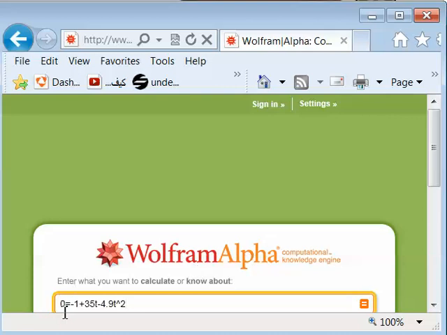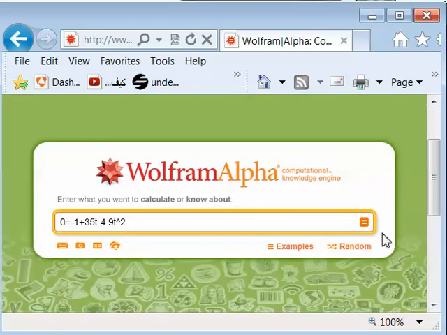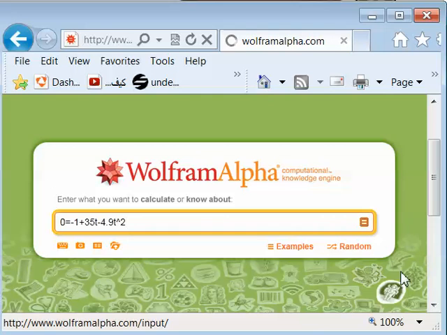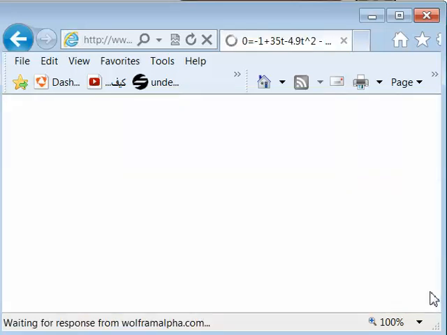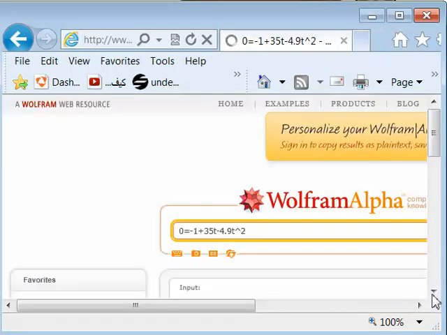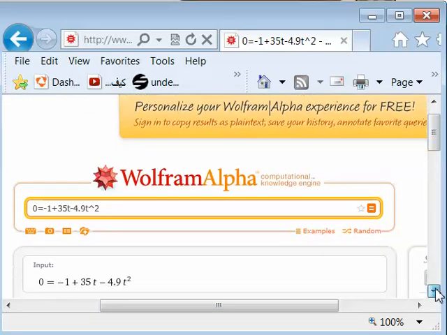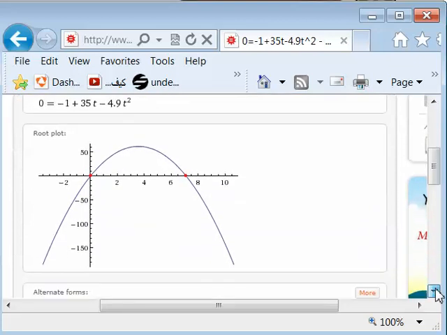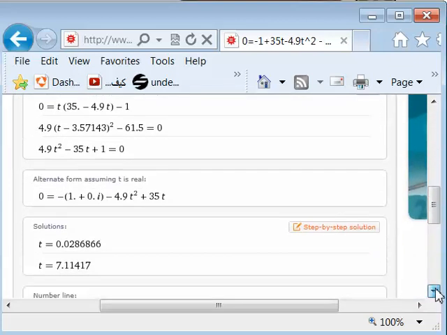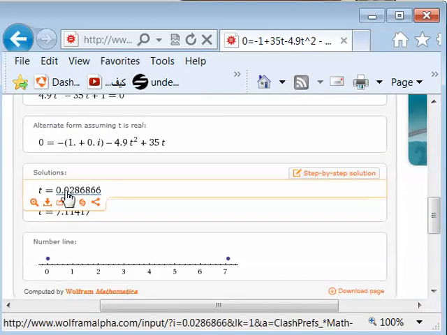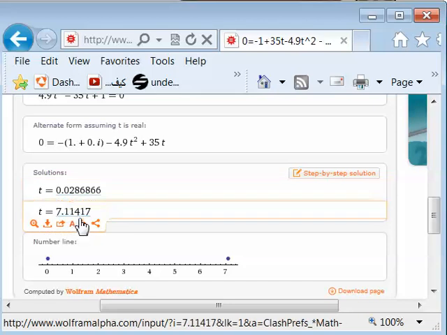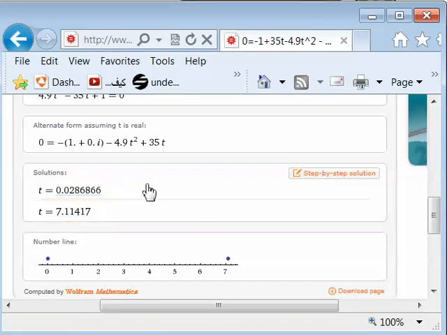What I've done here now is I've punched in the equation, plus 35t minus 4.9t squared. What I'm going to do now is solve this equation, and it's punched out the answer. This is a graph. 0.1147.